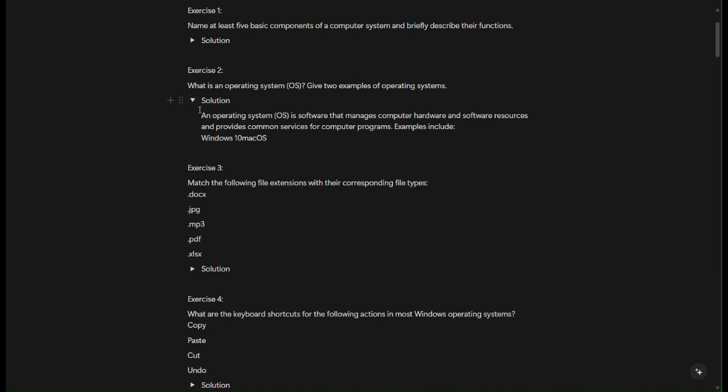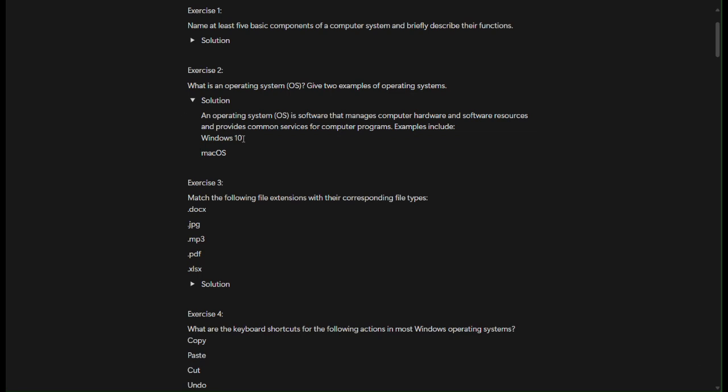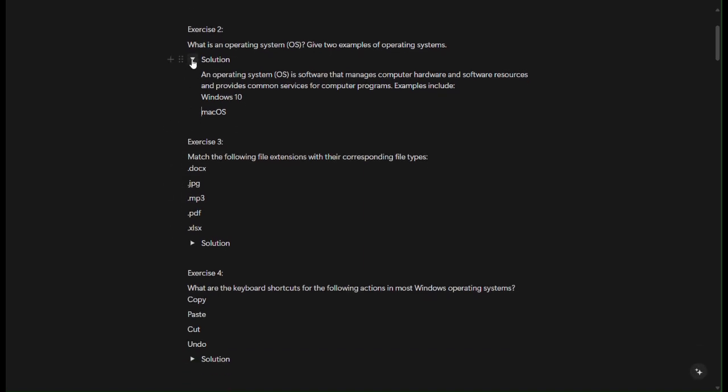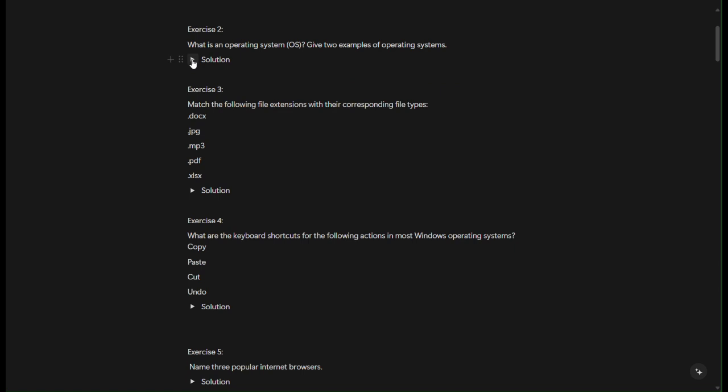Let's see the solution. An operating system, OS, is a software that manages computer hardware and software resources and provides common services for computer programs. Examples of the operating system, we have the Windows 10 and the Mac OS. And the Linux also is an operating system.